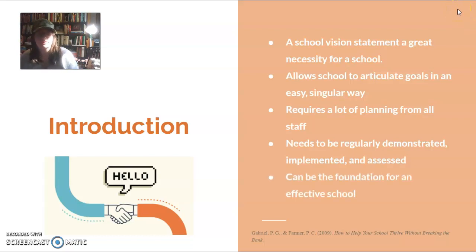It can be the foundation for an effective school. So having that vision is that bottom layer that we can build upon to make sure that our school is striving to meet those goals.